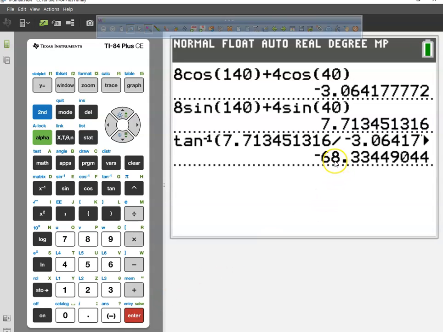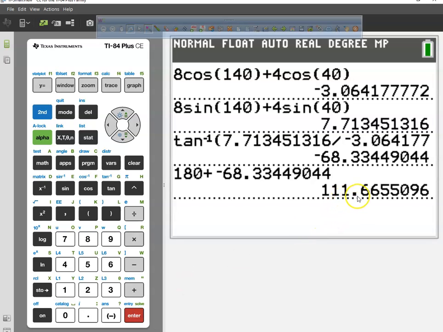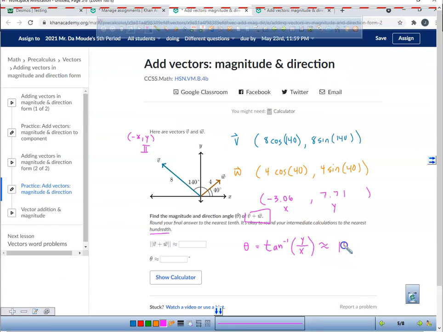And so we have what? Negative 68 degrees. Now, I want you to think about this. If we have 180 and you just simply add this negative 68, you get 111.66. So what I want you to understand, I'm going to put 111.7 degrees. All right, so what I'm going to do right here is this, right now, this clearly puts me in the second quadrant. So I'm going to use 111.7 as my theta.